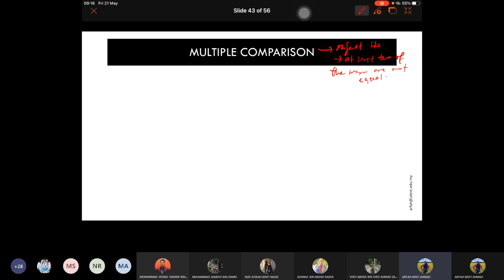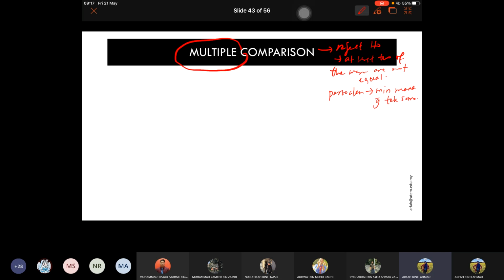Are not equal. So the question we are interested in is which means are not equal. Okay, because we get at least 2 of the means are not equal, but which means are not equal? So we cannot compare all 3 or 4 at once. Okay. So we do multiple comparison.